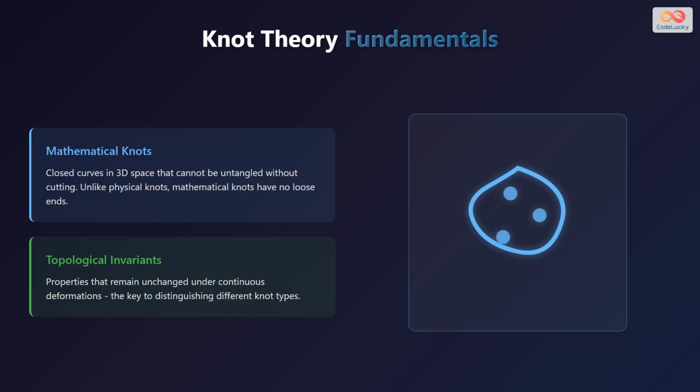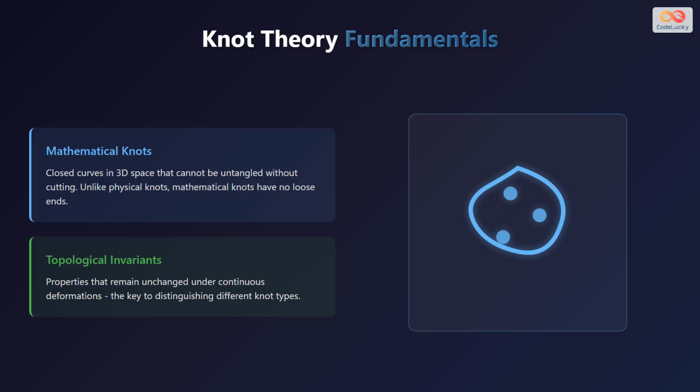Let's begin with the fundamentals of knot theory. Mathematical knots are closed curves existing in three-dimensional space, with a unique property. They cannot be untangled without cutting them. Unlike the common knots we use daily, mathematical knots have no loose ends, forming a continuous loop.